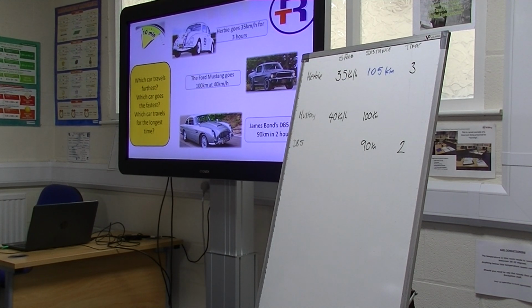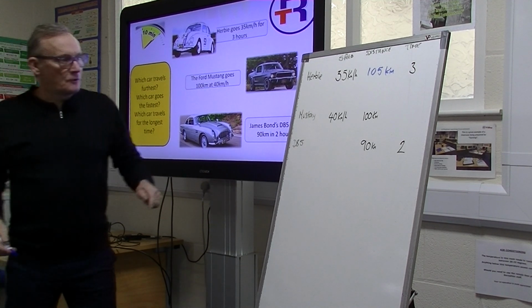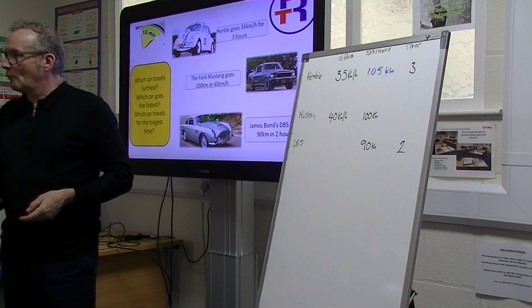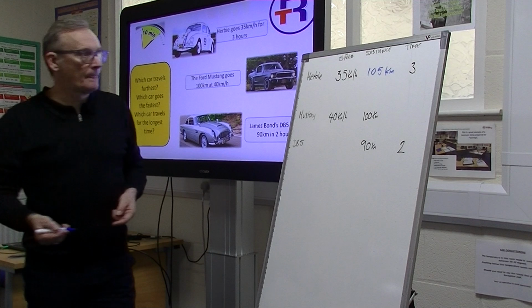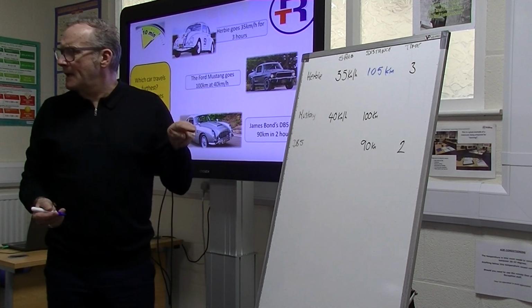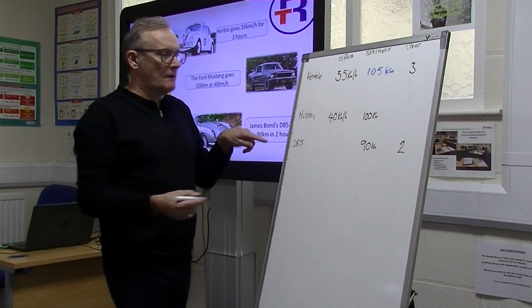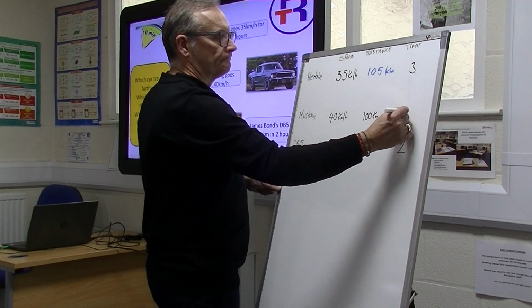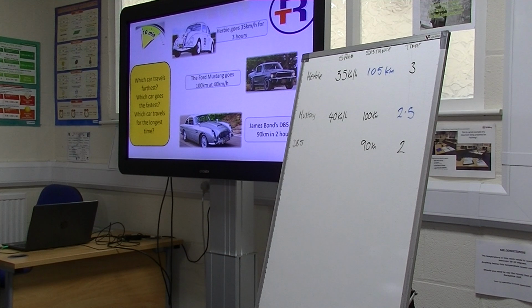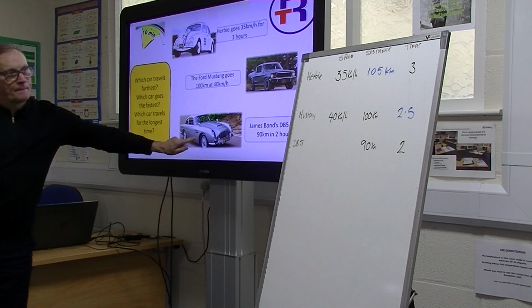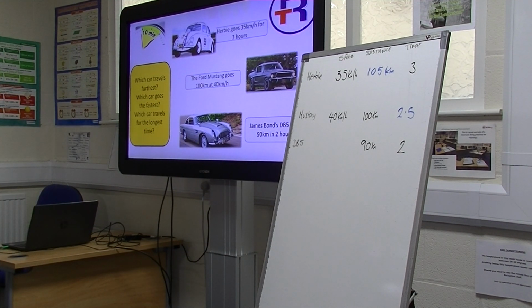We're looking for the time because we've got the speed and we've got the distance. Distance divided by speed. So it's 100 divided by 40. Is that right? Is it distance divided by speed? Yeah. 2.5 hours.